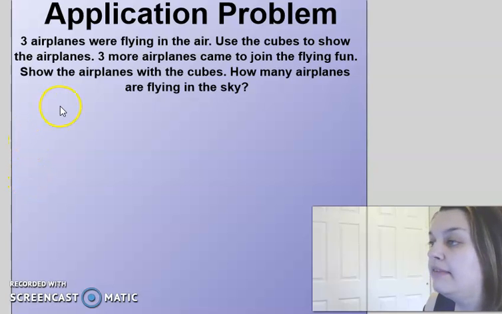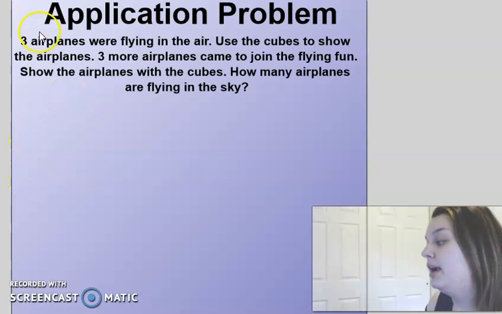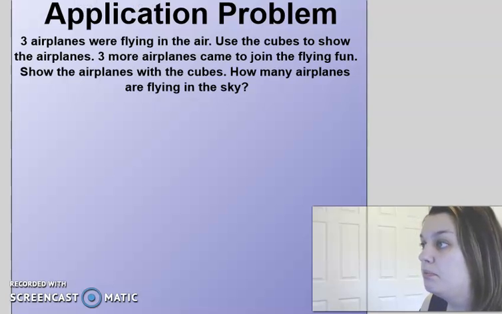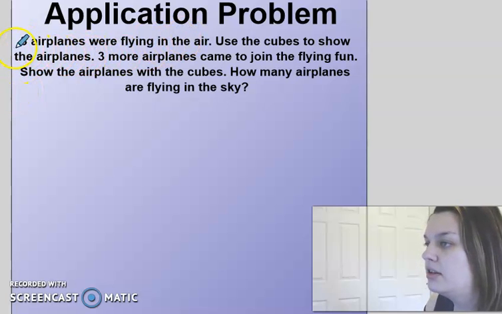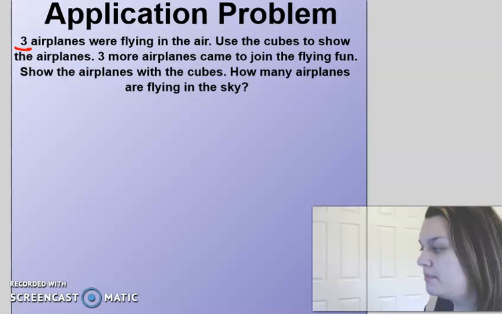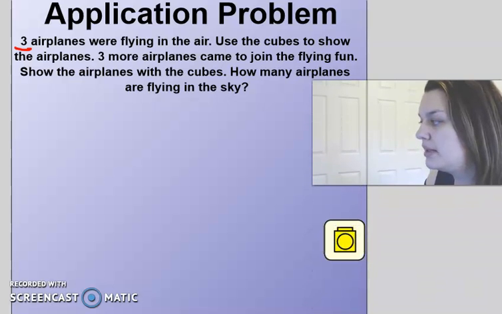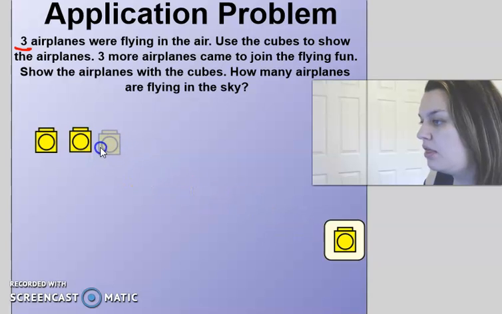All right, so when I have a number or a word problem, I like to underline very important things so I can remember it. So 3 airplanes were flying in the air. So we need to know the number 3. Use the cubes to show the airplanes. So let's do that. Let's go. Move myself up here. 1, 2, 3.